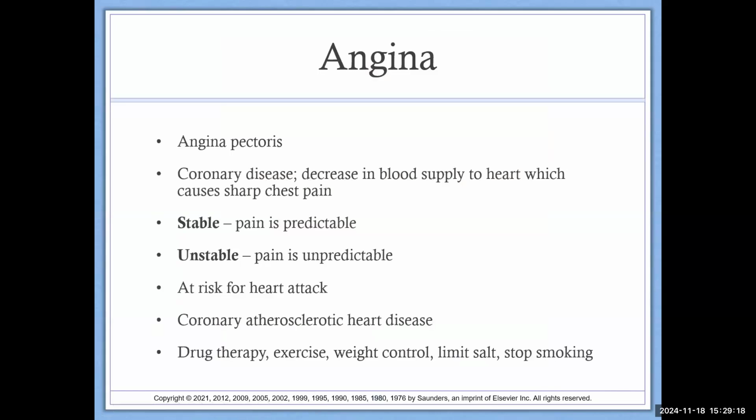And then there's angina, angina pectoris. It's a coronary disease. It decreases blood supply to the heart, and ultimately that causes sharp chest pain. I think we talked about this during medical emergencies. There could be stable or unstable angina. Stable angina is pain and it's predictable. Unstable angina is also pain, but it's unpredictable.